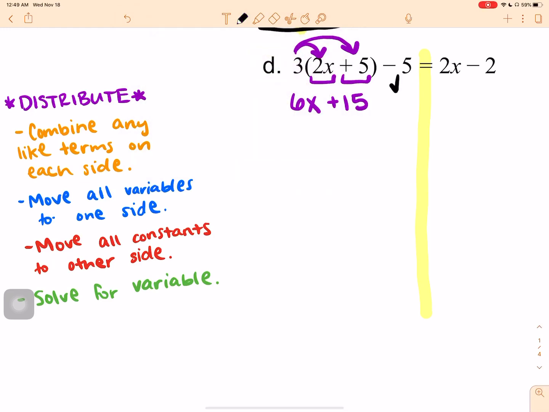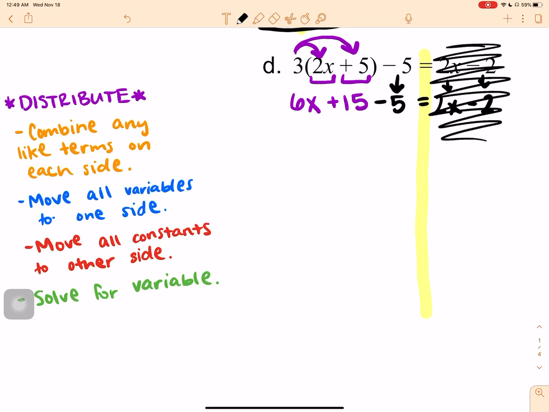So now I'm just going to bring down this term because it was not inside the parentheses, so I did not distribute the 3 to it. And that is equal to our 2x minus 2. So now our next step is to combine any like terms on each side. So I would just completely ignore the right side. And looking at the left side, I see that I have positive 15 minus 5. Those are like terms because they both don't have a variable. So here, 6x is the only x on this side, but 15 minus 5 is a positive 10.